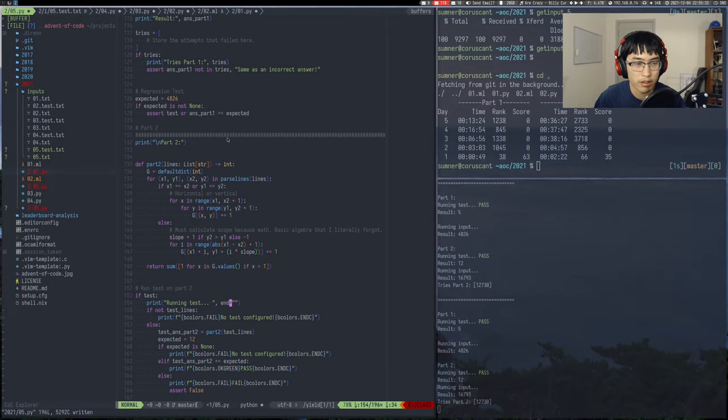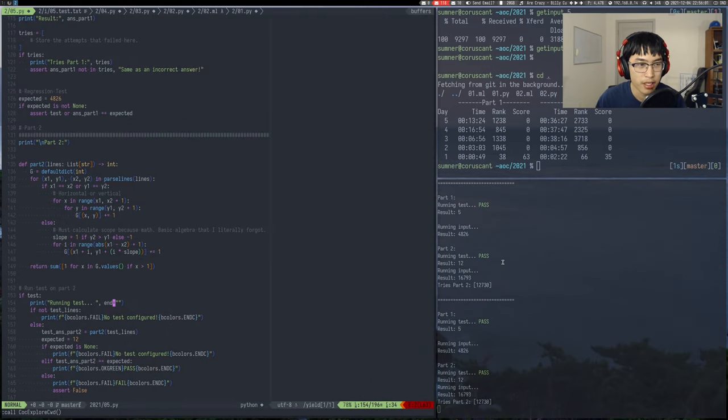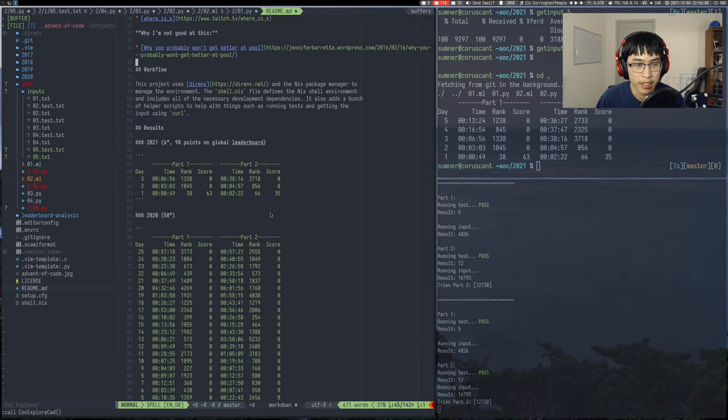Let's see. Do I want to try this in OCaml? Not really. So we're going to call it there. I'm going to go back. I'm going to commit this. I'm going to play some Factorio, and then we'll be at it tomorrow.